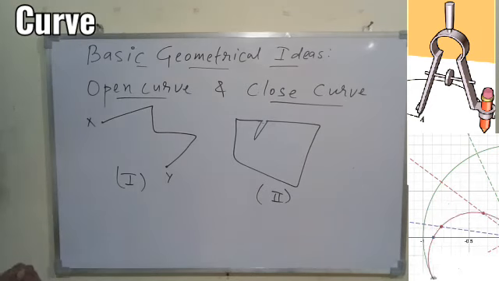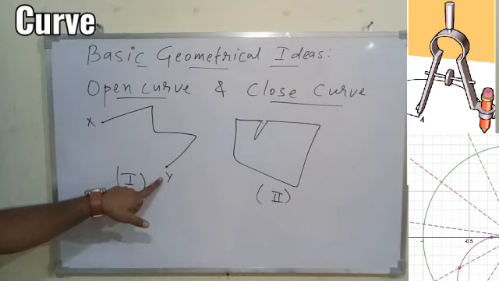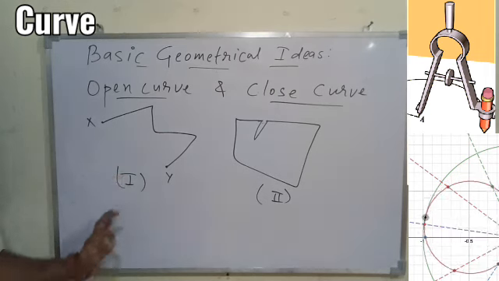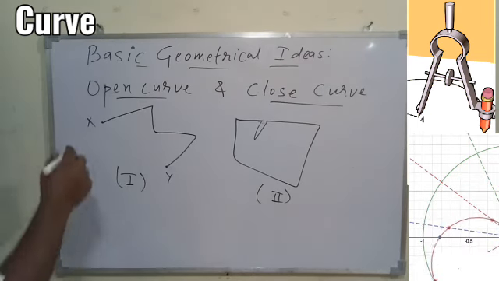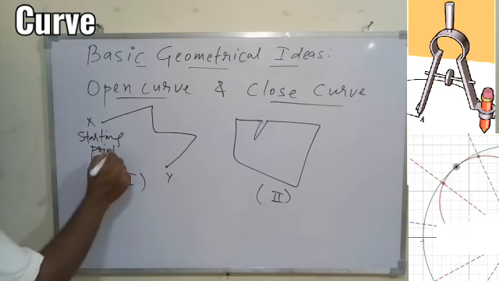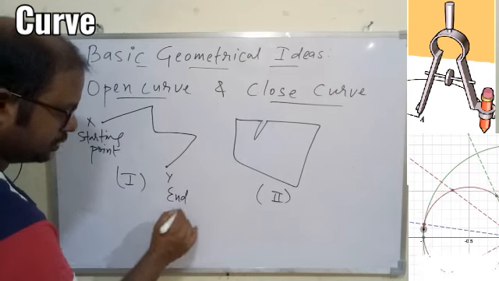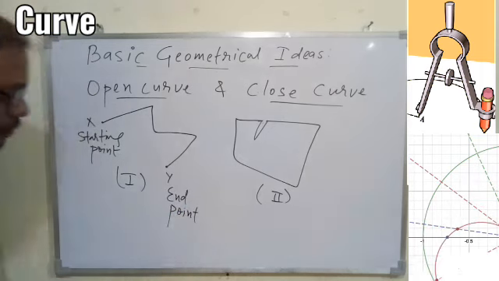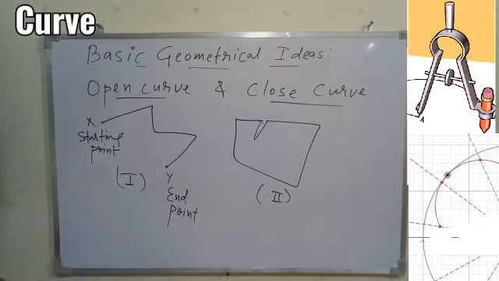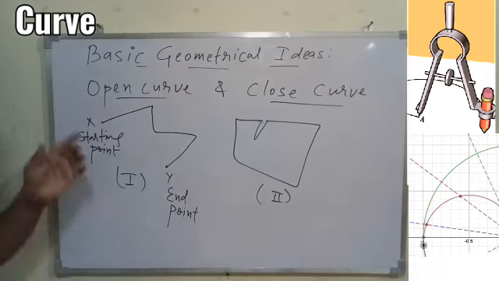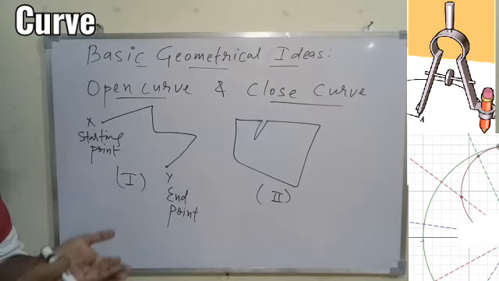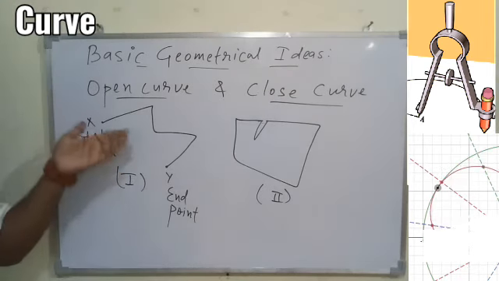What do you see here? In the first one, you start from x and come to y. So we can say it has a starting point and an ending point. Let's take x as the starting point, and this is the end point. So a curve in which there is a starting and end point, and these two points are not the same, x and y being two different points, is what we call an open curve.